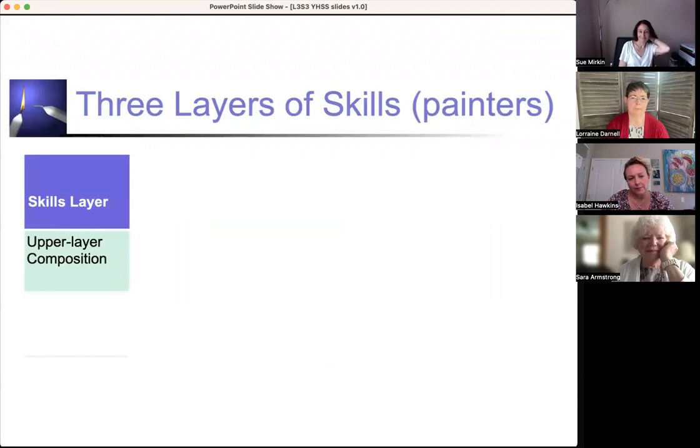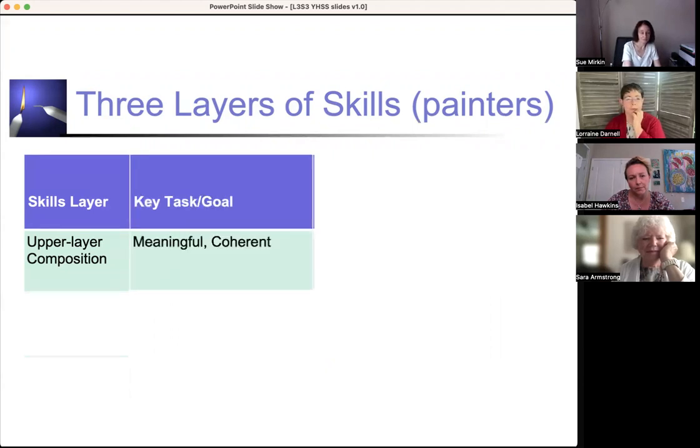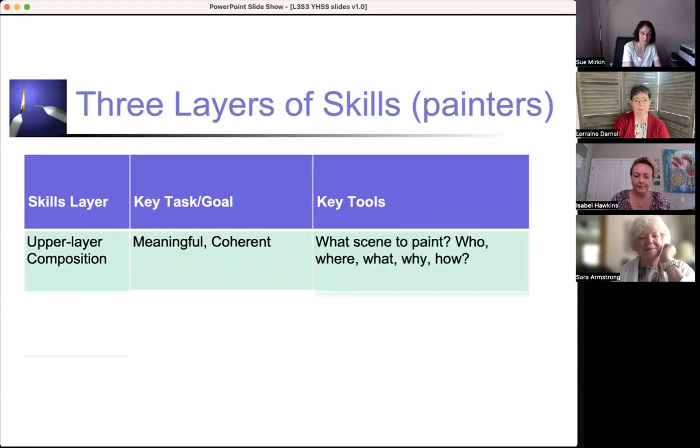And so what's in this lesson? We have our three layers of skills that painters have. The upper layer, composition skills, remember those. The key task or goal at that level, just reviewing, is to make the painting meaningful and coherent, which, as you know, is no small thing. It's just not the only thing, right? The key tools for making it coherent are deciding what scene to paint, who's going to be in it, where is it going to be set, what happens, why, and how, all that stuff.